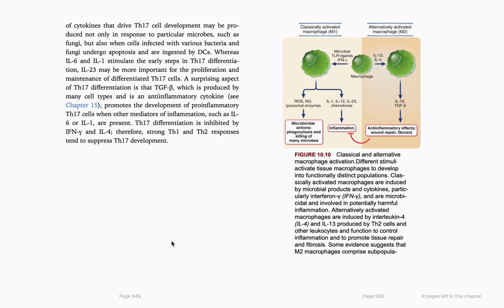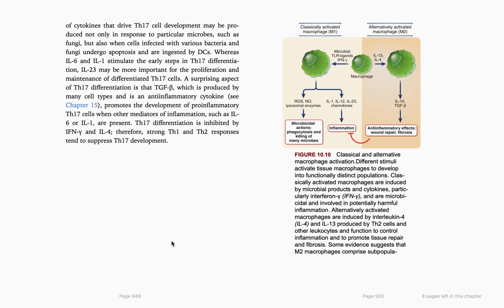The combination of cytokines that drive T helper 17 cell development may be produced not only in response to particular microbes such as fungi, but also when cells infected with various bacteria and fungi undergo apoptosis and are ingested by dendritic cells. Whereas interleukin 6 and interleukin 1 stimulate the early steps in T helper 17 differentiation, interleukin 22 may be more important for proliferation and maintenance of differentiated T helper 17 cells.